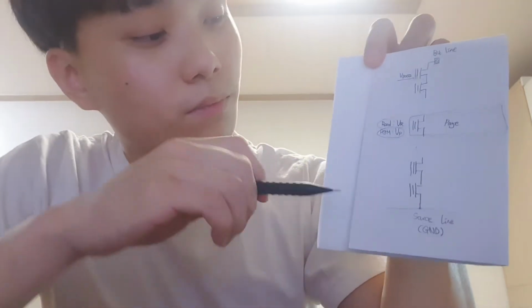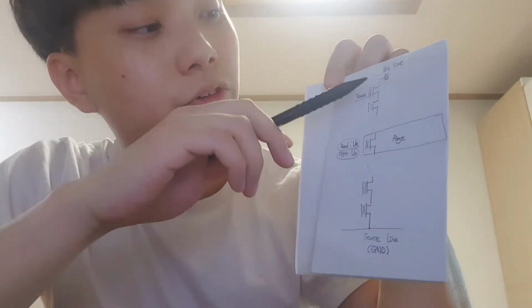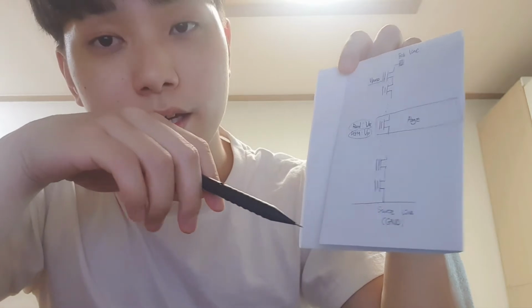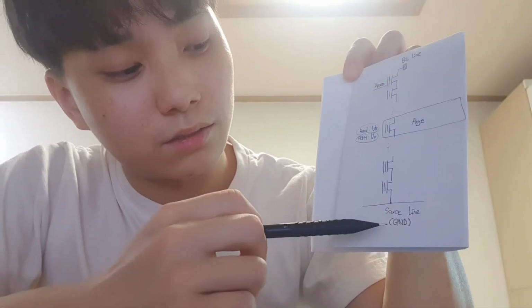Today I will explain the processing of the flash memory, and I will introduce several system technologies of the flash memory. Let's look at the flash memory here. Here is the bit line, and this is the source line, grounded.